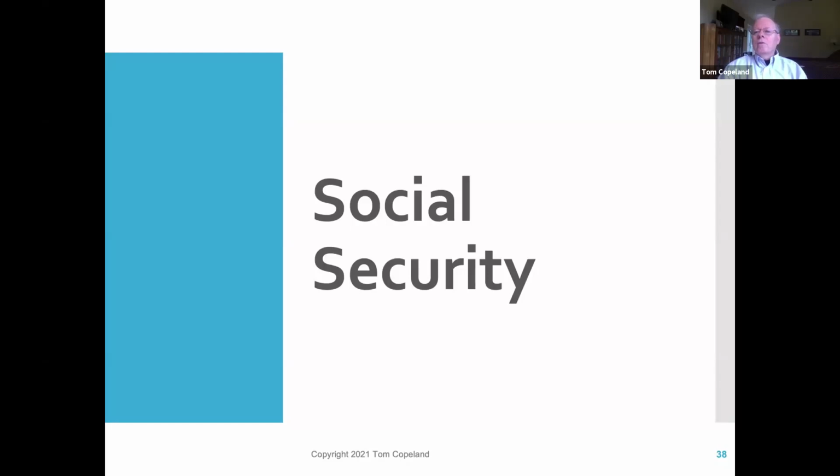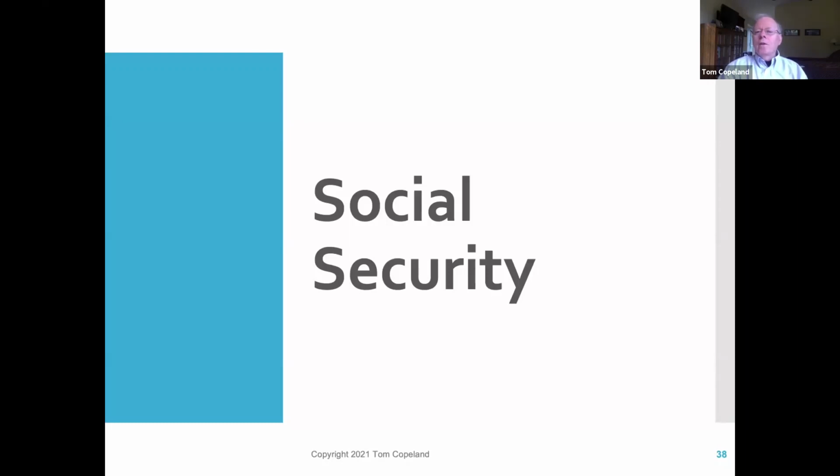You can contribute to a SIMPLE and a Roth IRA and put the maximum amount in both. $13,500 into a SIMPLE IRA, $6,000 into a Roth. That's $19,500.